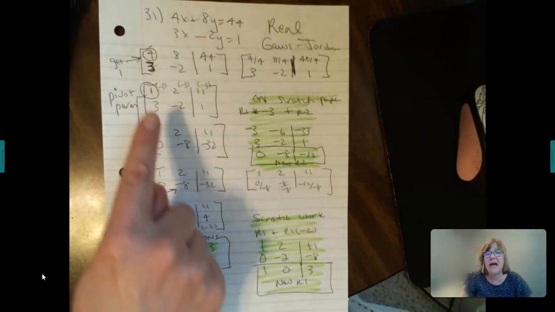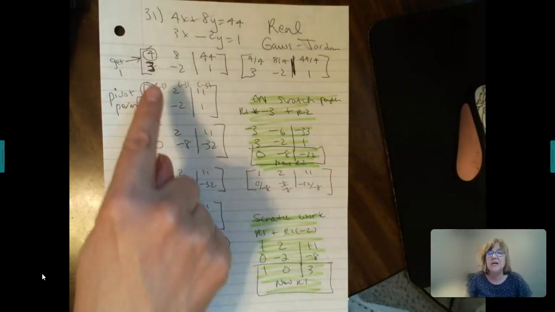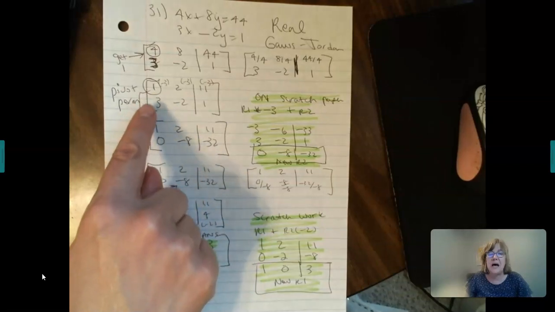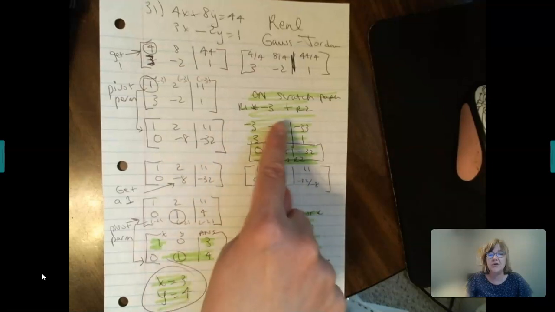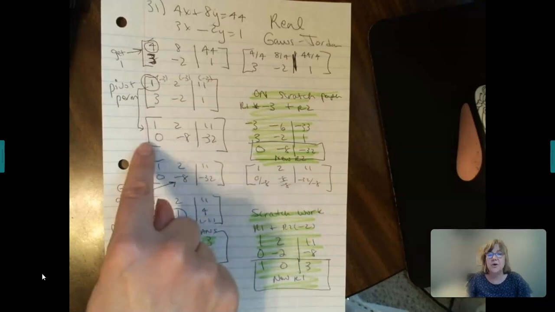Okay, in the real, you have to get a 1. You can't leave it a 4. You're like, no matter what, you have to get a 1. So you divide by 4 and you get a 1. Then you multiply by the opposite. So the opposite of 3 is a -3. You multiply, get your new row, add, and then you get your new row down here.